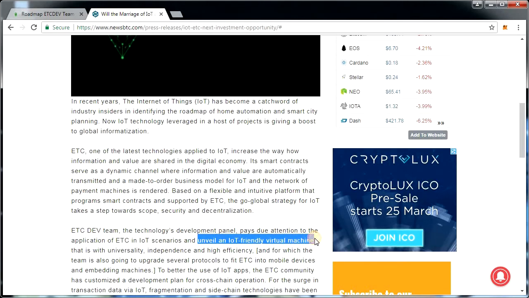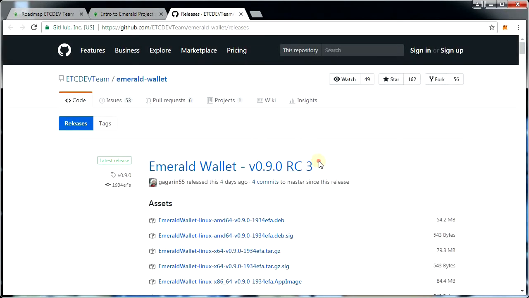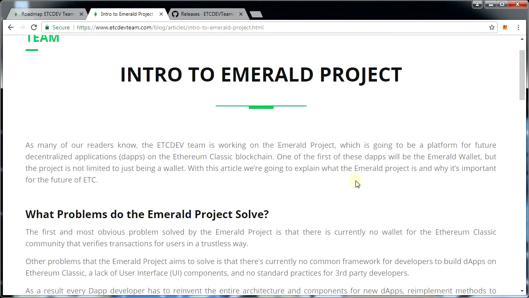I'm also very excited about the Emerald Wallet for mobile. The Ethereum Classic team has been working on the Emerald project for quite some time. This is going to be a platform for future decentralized applications. These applications will run on the Ethereum Classic blockchain. And one of the first of these dApps will be Emerald Wallet. The interesting part here is that the project is not limited to just being a wallet. While of course the Emerald Wallet will allow the community to transfer funds in a trustless way, there are many other problems it will solve.